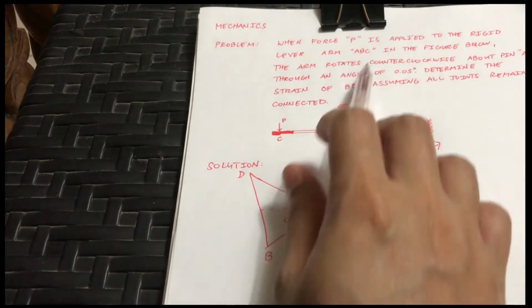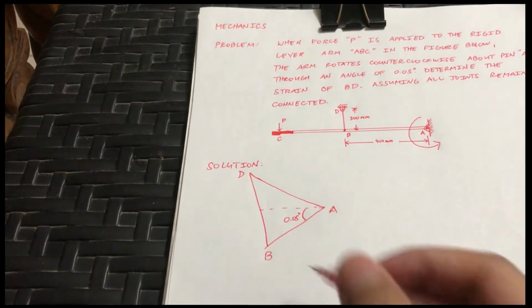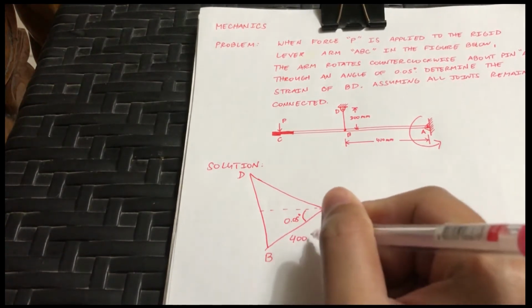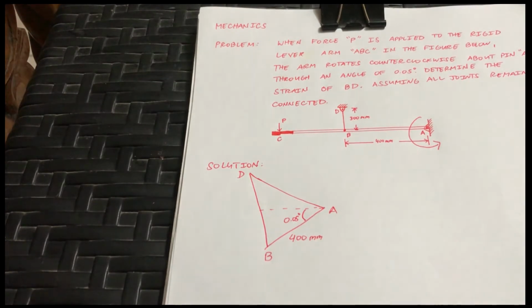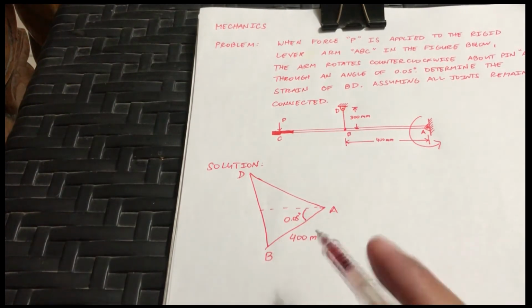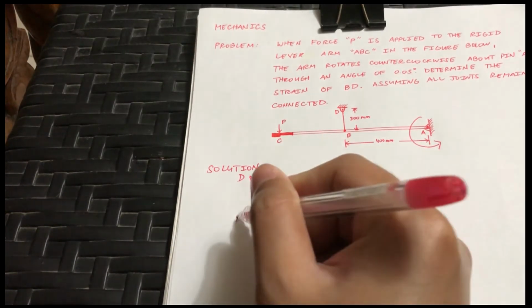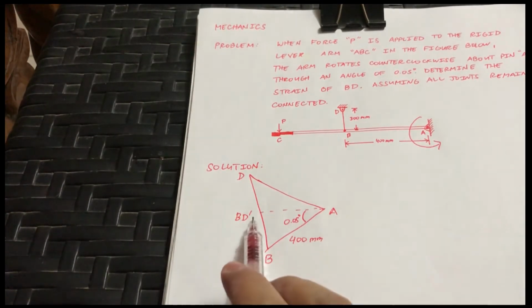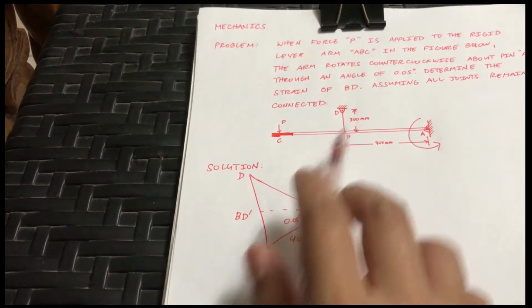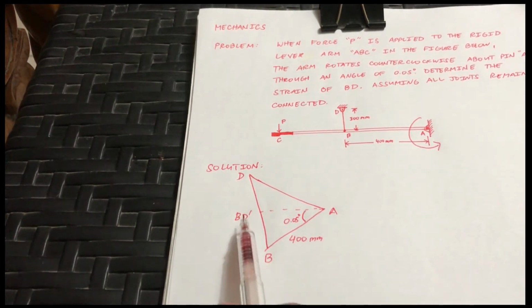Now we know that AB is rigid, rigid lever arm, so AB will not change in length. So this will remain as 400 mm. BD is now different in length because it has a strain, so it probably changed. Could grow or decrease, but most probably it will grow. So BD is now BD prime, because BD is 300, so BD prime is now the deformed BD length. Now we need to solve BD prime to solve the strain.